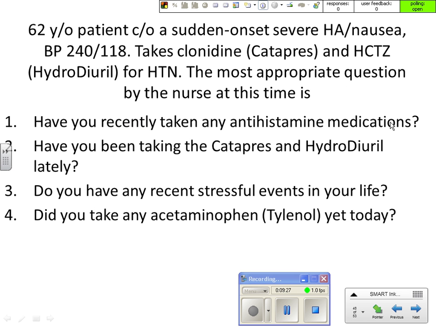The 62-year-old patient with sudden onset severe headache, nausea, blood pressure 240/118, takes clonidine, captopril, and hydrochlorothiazide, HydroDiuril, for hypertension. The most appropriate question by the nurse at this time is, have you recently taken any antihistamines? Have you been taking the captopril and HydroDiuril lately? Do you have any recent stressful events in your life? Did you take any Tylenol today?